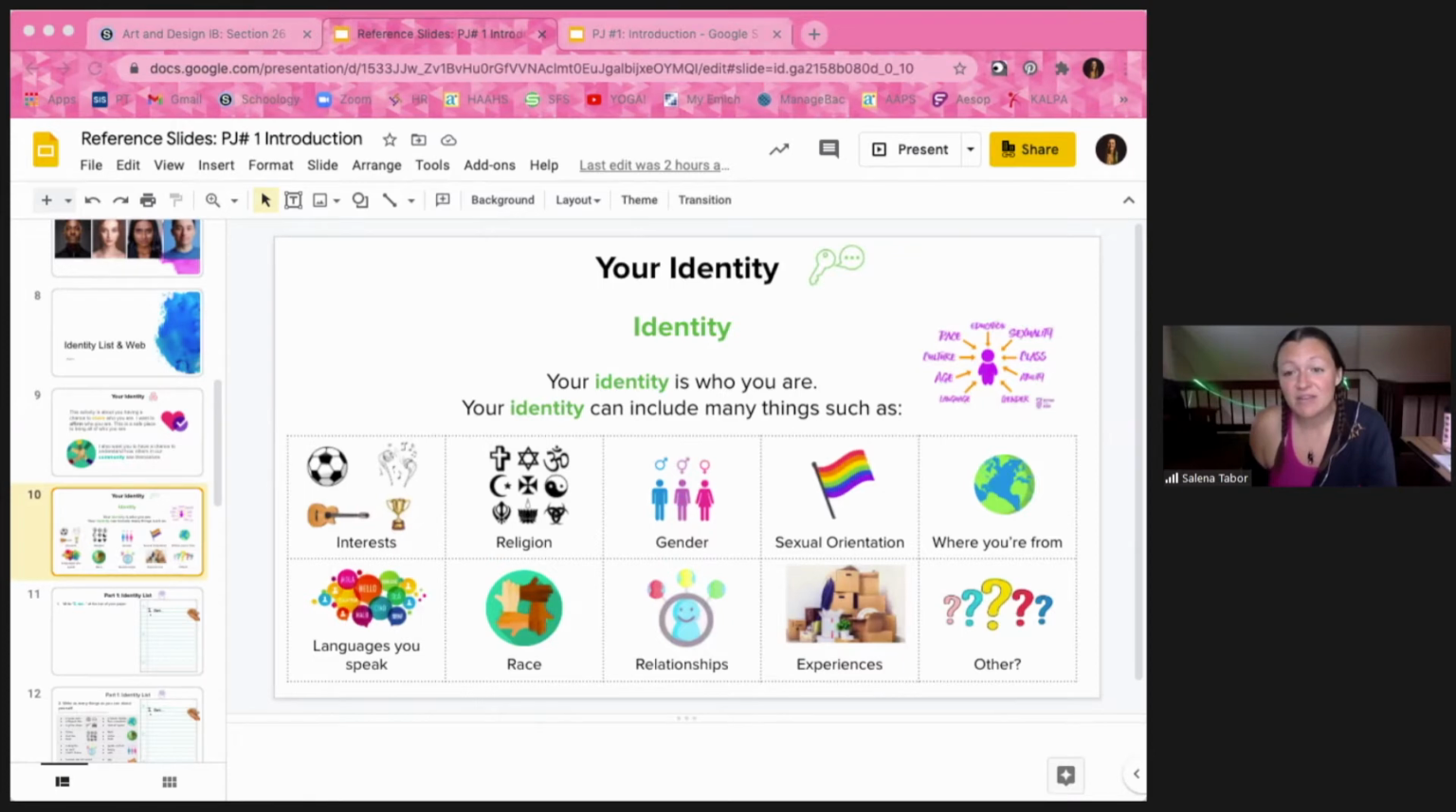You did an activity at the start of this school year in your advisory class that I actually pulled this from, so it may look familiar. There are just some examples of what identity is in the world. What are your interests? What makes you uniquely you? So think about that for a minute as you're looking at this slide.